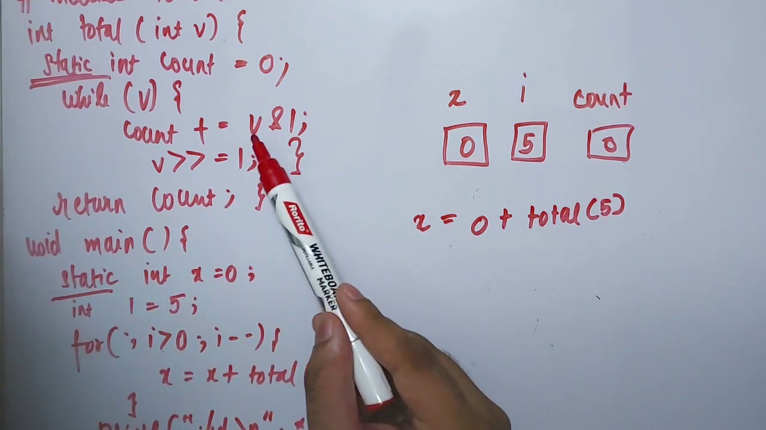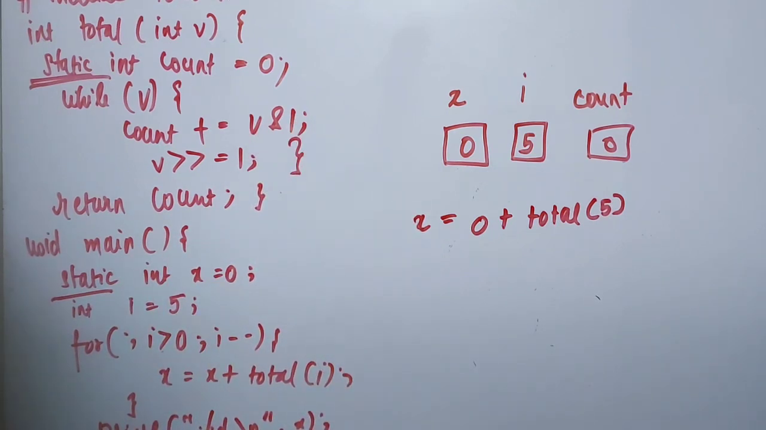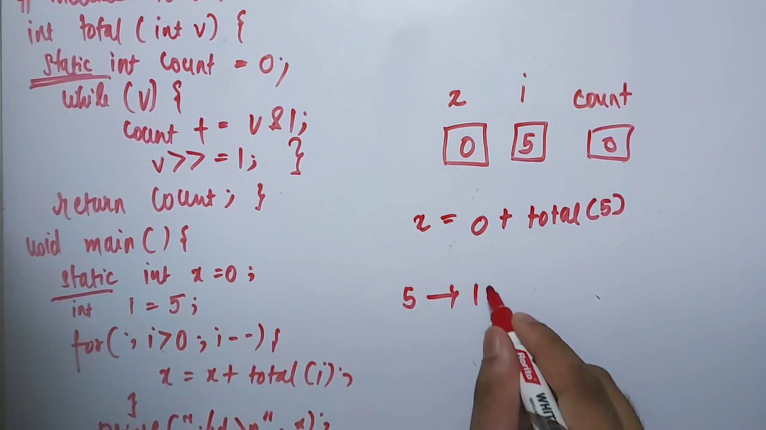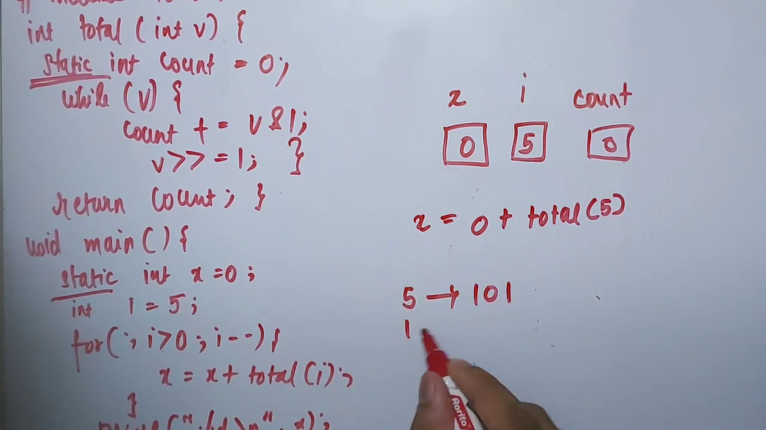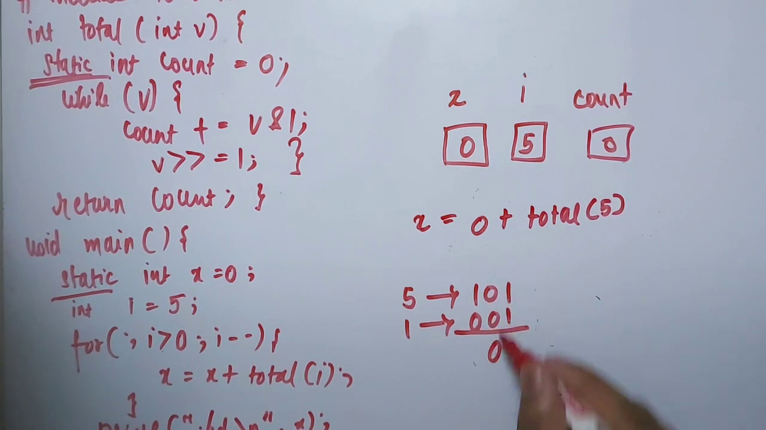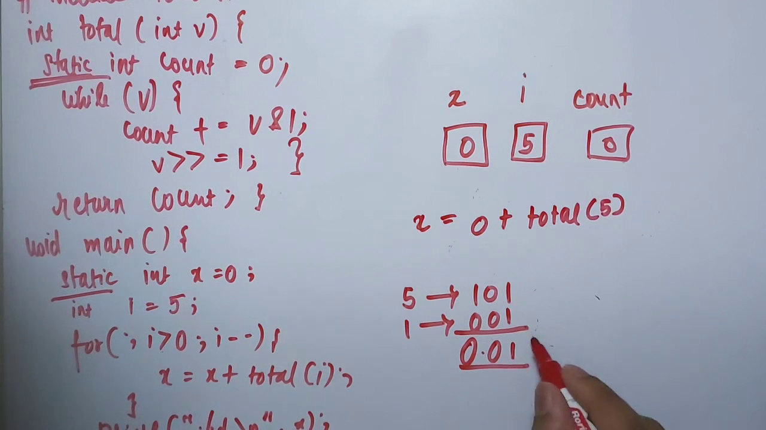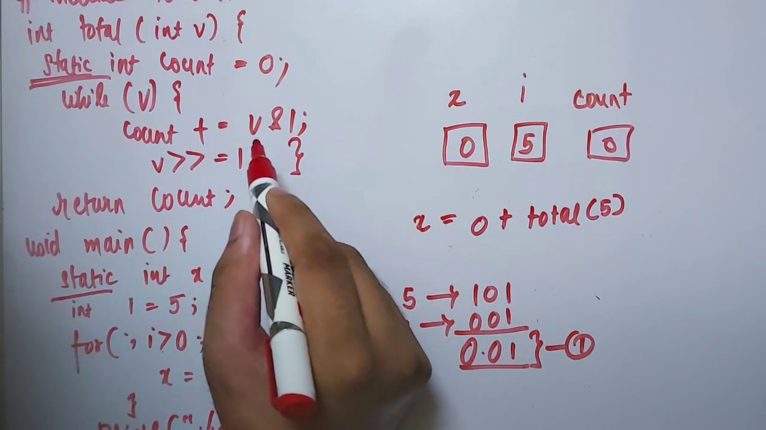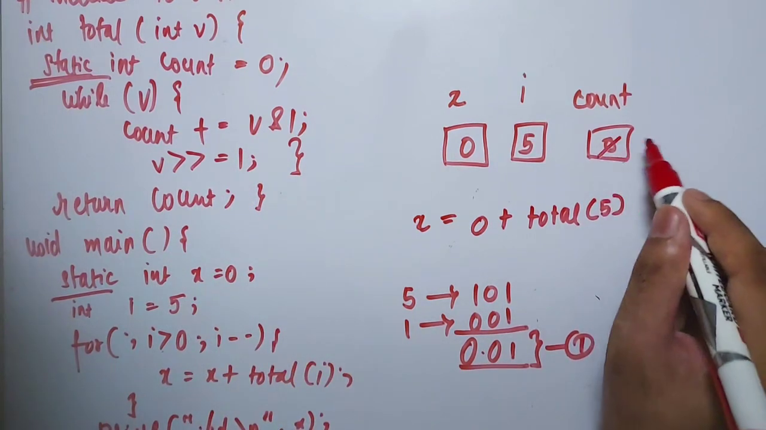Now it is doing v and 1, meaning it is doing bitwise AND of 5 with 1. So 5 in binary representation is 1 0 1 and 1 in binary representation is 0 0 1. If we AND them, 1 and 1 AND is 1, 0 and 0 AND is 0, 1 and 0 AND is 0. So it will evaluate to 0 0 1, whose decimal representation is 1. So v and 1 here becomes 1, so count gets incremented by 1.